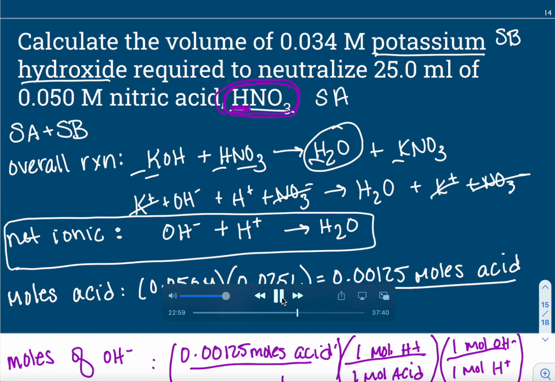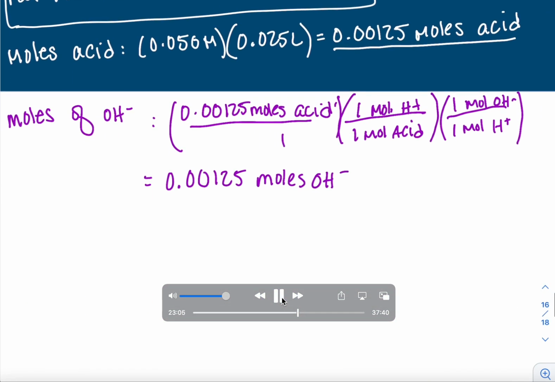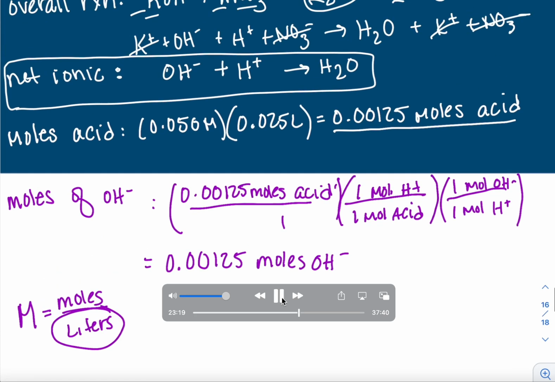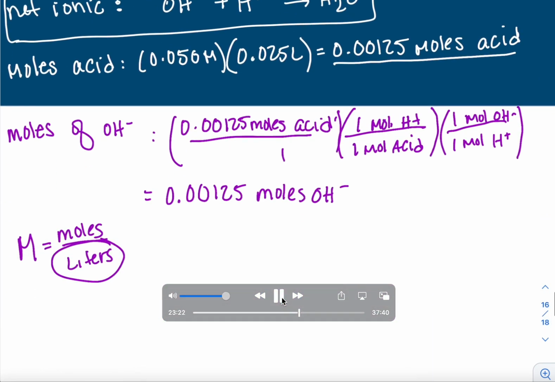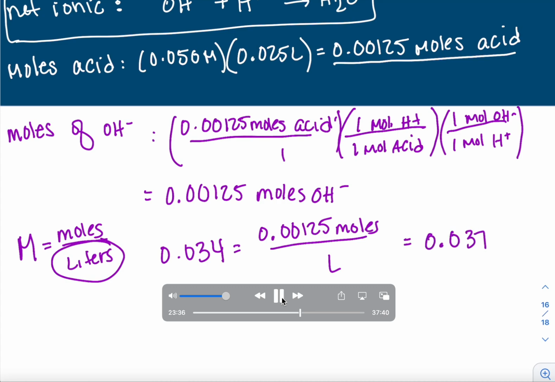That's not what the question asks, though. The question asks to calculate the volume. So the volume, if you have the molarity, is right here. So if you plug in your molarity of KOH, which was 0.034, and you plug in the moles you know you need, you end up with this.